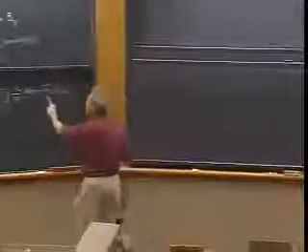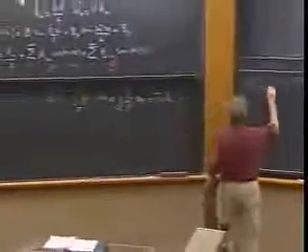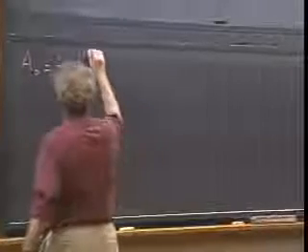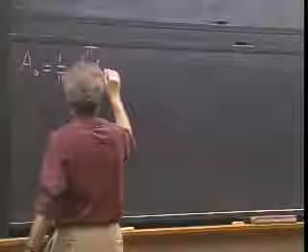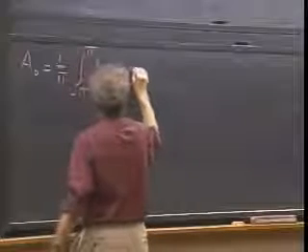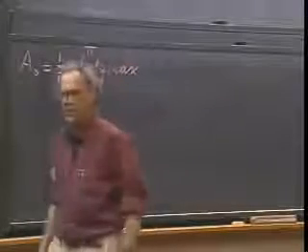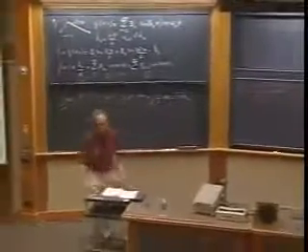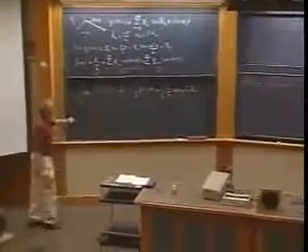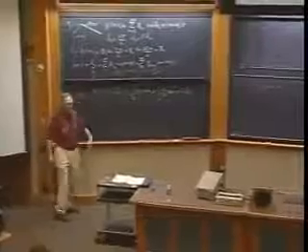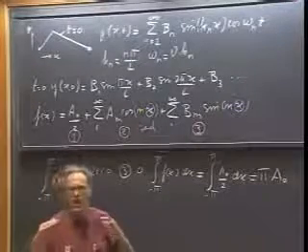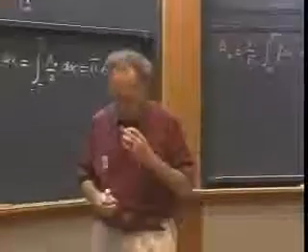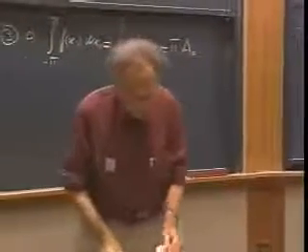a0, if I use this result, is nothing but 1 over pi times the integral from minus pi to plus pi of the function f(x) dx. So you tell me what the function of x is, and I can calculate a0 for you. Keep in mind that a0 divided by 2 is nothing but the average value of the function over the period 2 pi. And I will come back to that later during this lecture.